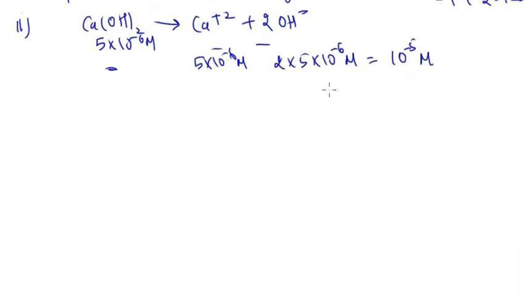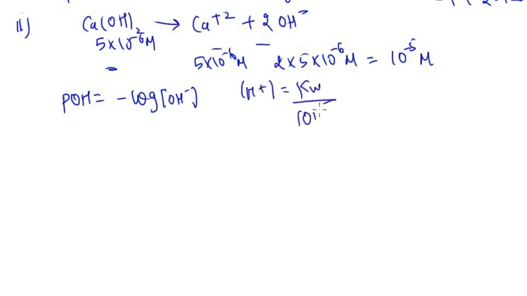Now pOH is again the negative log of OH negative. Some people might make the mistake of writing pH equal to negative log of 10 to the power negative 5, but you have to look that it is OH negative. Now we can calculate pOH first, or we can calculate H plus also by using Kw divided by OH negative. That is not a difficult thing. Negative log of 10 to the power minus 5 means pOH is 5 and pH will be 9.